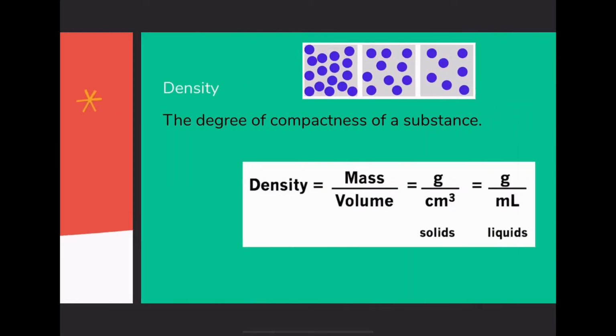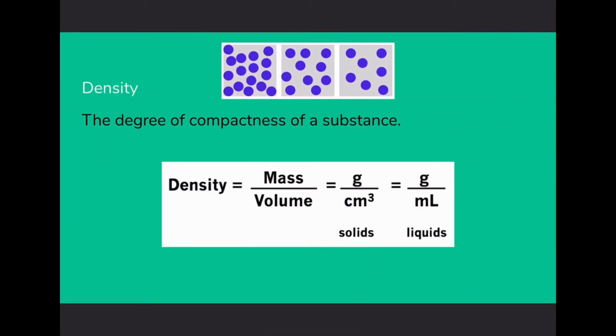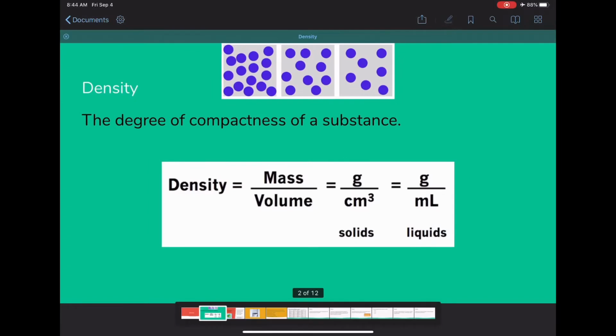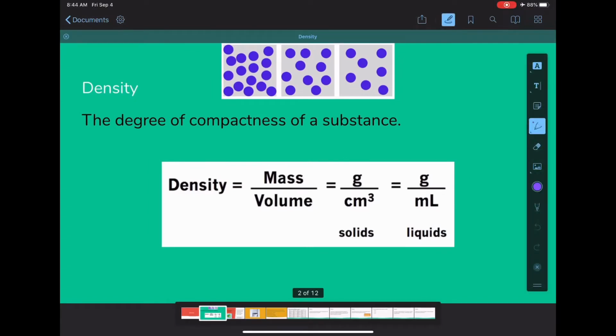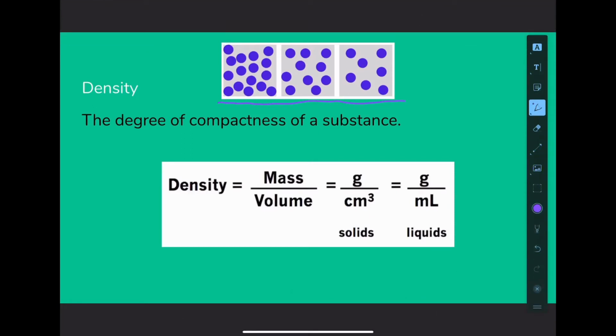So we're going to talk about density, which is just the degree of compactness of a substance. If you look at these three examples up here at the top, they are all different degrees of density. This one over here is the most dense, while this one down here is the least. Basically you're looking at your total mass, or the amount of stuff, per volume, which is the total space taken up. We measure that in either grams per centimeter cubed or grams per milliliter.